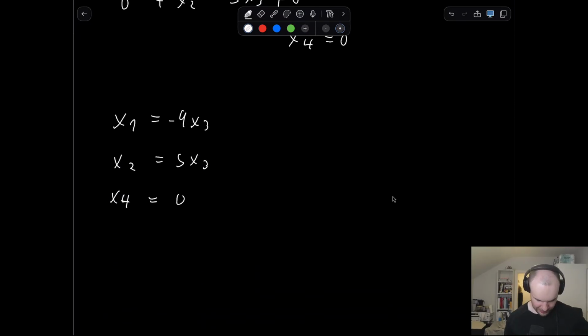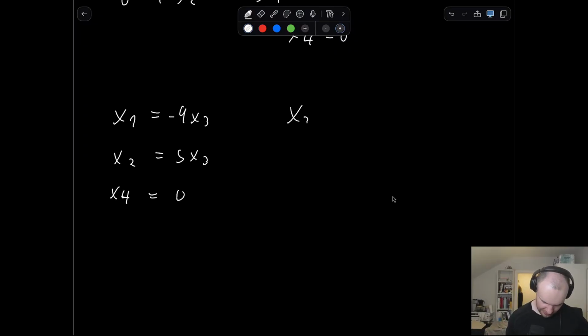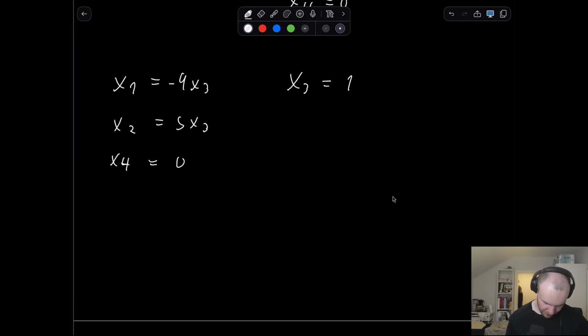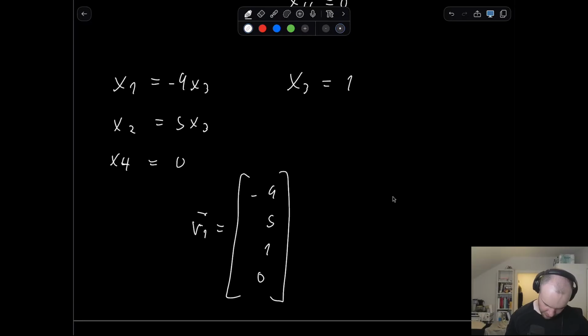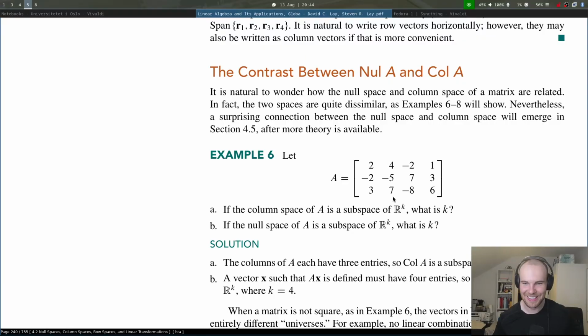Okay, now since that is true, we can make a vector. So let's state that x3 is equal to 1. Then our vector v1 is equal to minus 9, 5, x3 equal to 1, and 0 for x4. So this is our non-zero vector that lives in the null space. Awesome. Pretty neat.